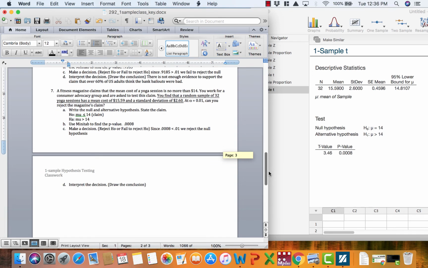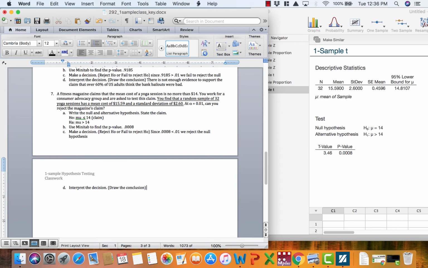All right, so what does that mean for the problem? There is enough evidence to reject the claim that the mean cost of yoga is no more than $14 per session.